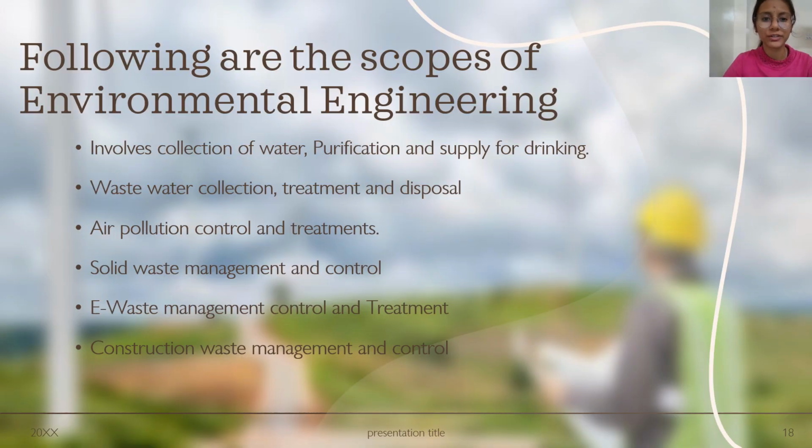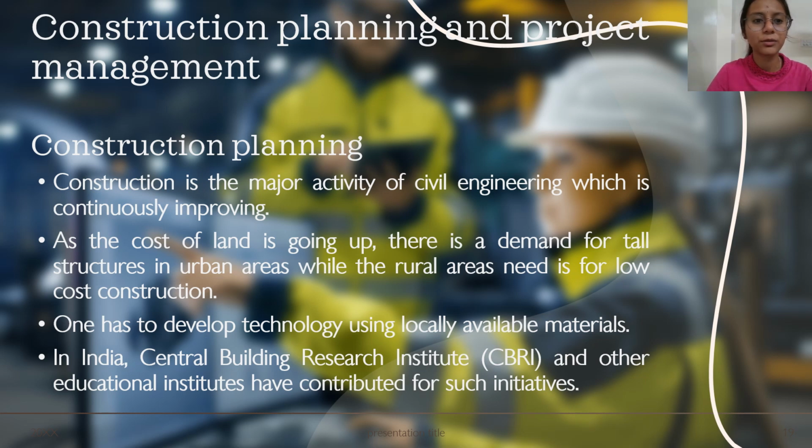There are some scopes of environmental engineering. It involves the collection, purification and supply of drinking water, wastewater collection, treatment and disposal, air pollution control and treatment, solid waste management and control, e-waste management, control and treatment, construction waste management and control. Now, let us see about construction planning and project management.